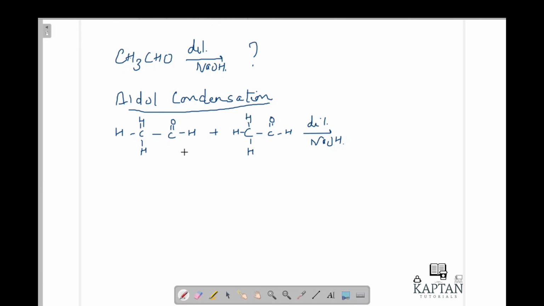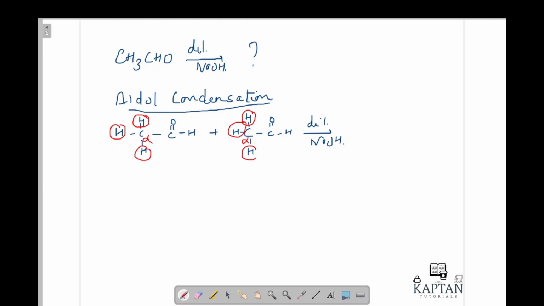Now what is there? In this formula, we observe that it contains an alpha hydrogen. First of all, we have to understand what the alpha hydrogen is here. It is the hydrogen which is attached to a carbon next to the functional group. So these are all the alpha hydrogens. This is the alpha carbon and these are the alpha hydrogens. Similarly, in this one, this is the alpha carbon and these are all alpha hydrogens.